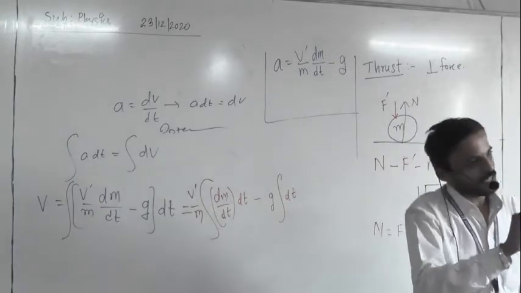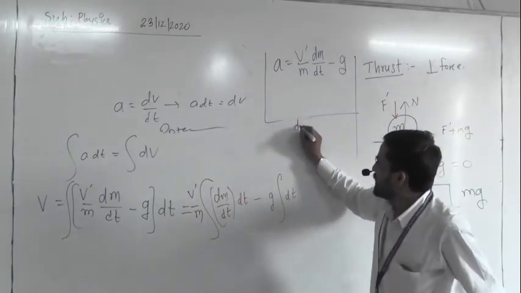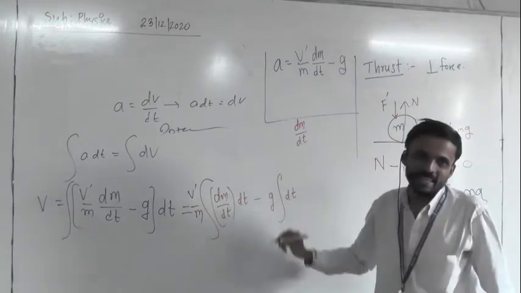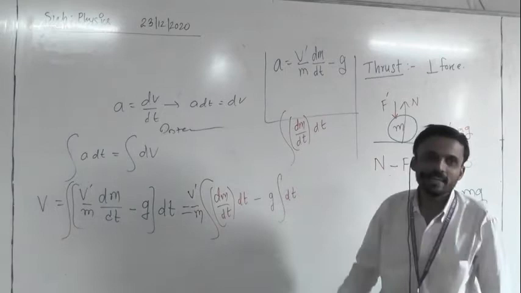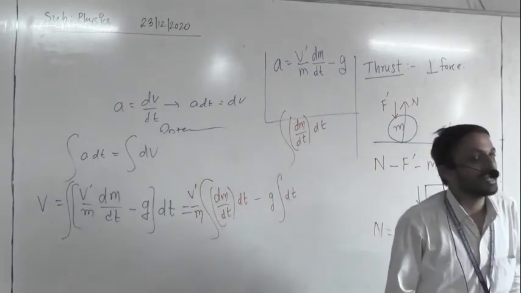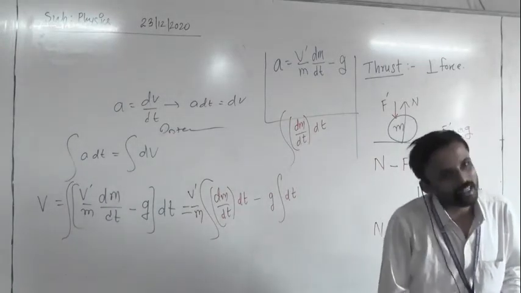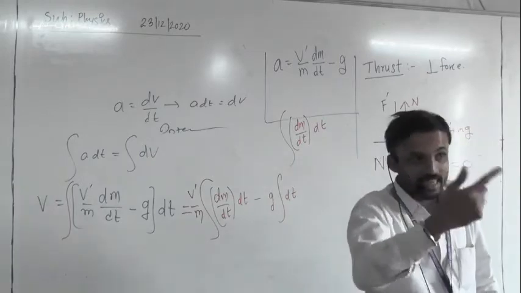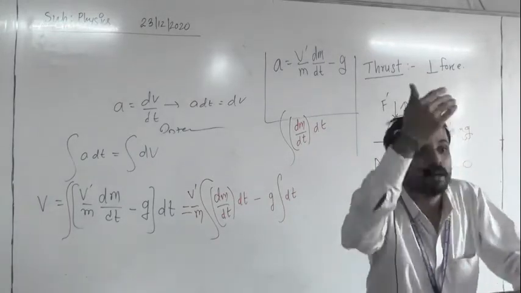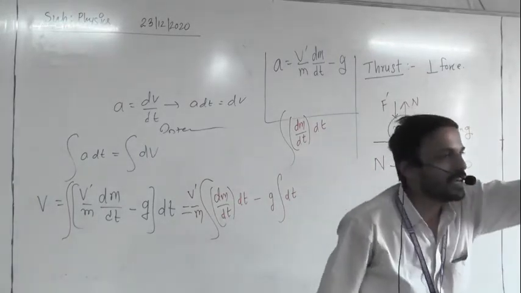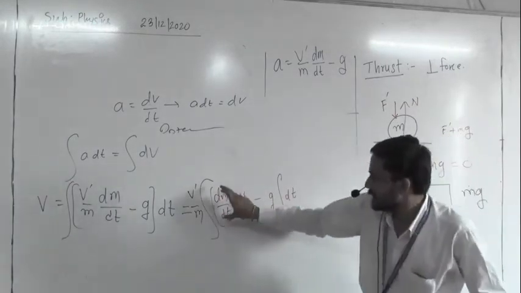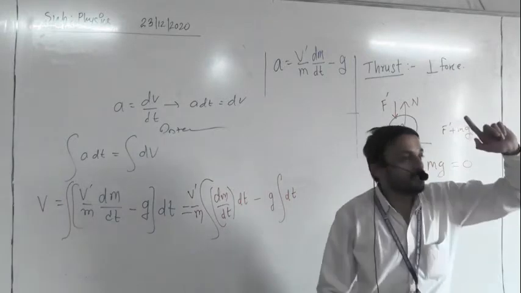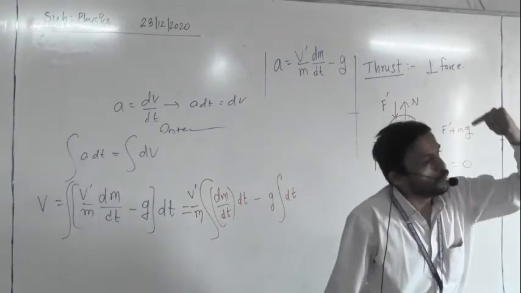Derivative of m with respect to t is dm by dt. So, integration of dm by dt, what will it be? m, no? Did you get the idea? Let me repeat. This is dm by dt, which means differentiation of m with respect to t.